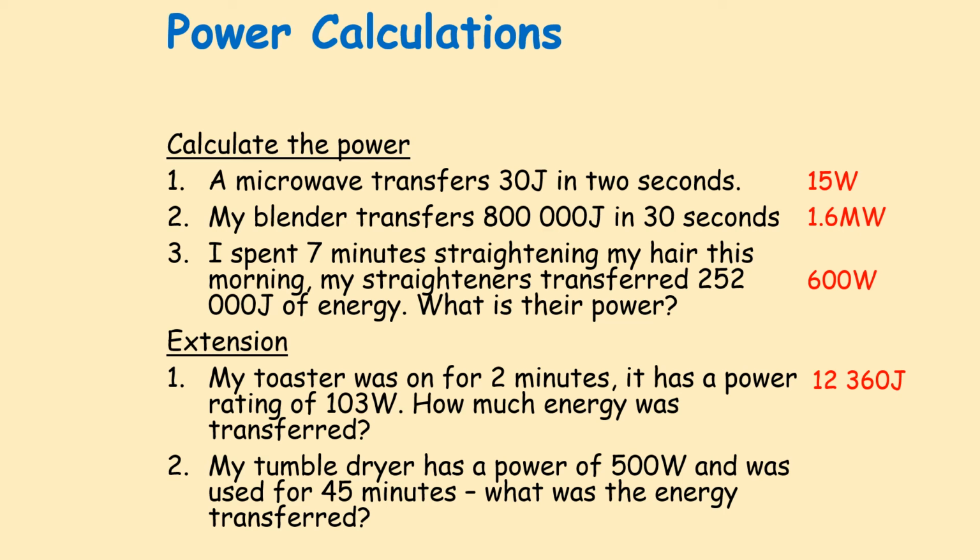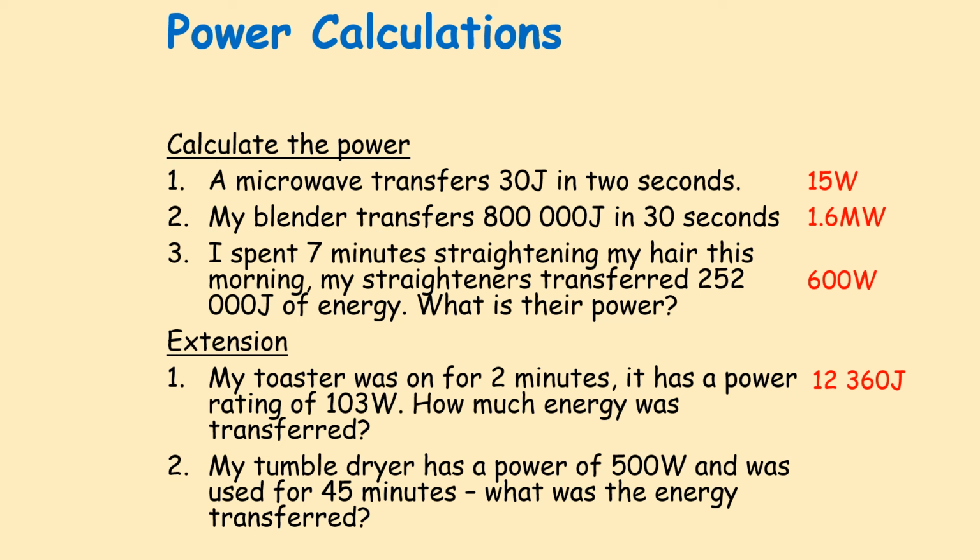So the last one, my tumble dryer has a power of 500 watts and was used for 45 minutes. What was the energy transferred? The first thing we have to do is convert our time from minutes to seconds. So 45 minutes multiplied by 60 is, oops, the calculator suddenly decided it didn't want to work, 2,700 seconds. So my tumble dryer has a power of 500 watts, used for 2,700 seconds. What was the energy transferred?